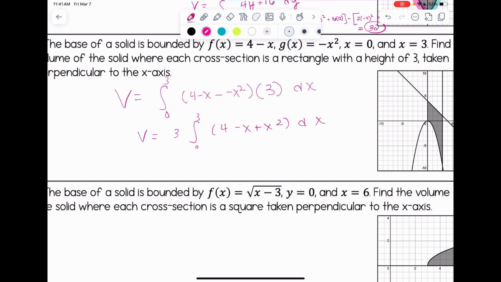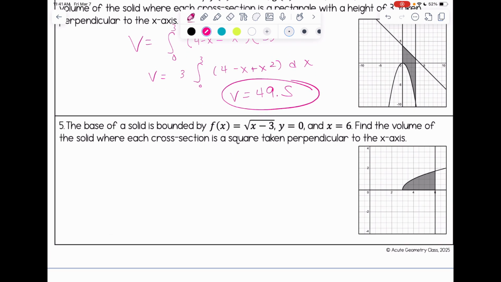And then we have some choices. We could either take the antiderivative, evaluate the bounds using the fundamental theorem of calculus, and get our answer. If we have our calculator, we could also evaluate using Math 9 in the calculator. And I'm going to get that the volume of this solid would be 49.5.